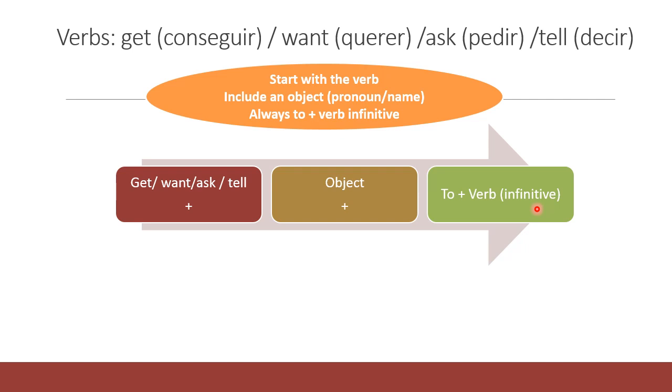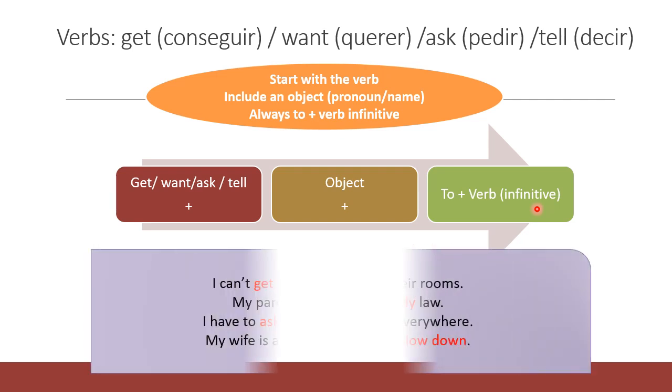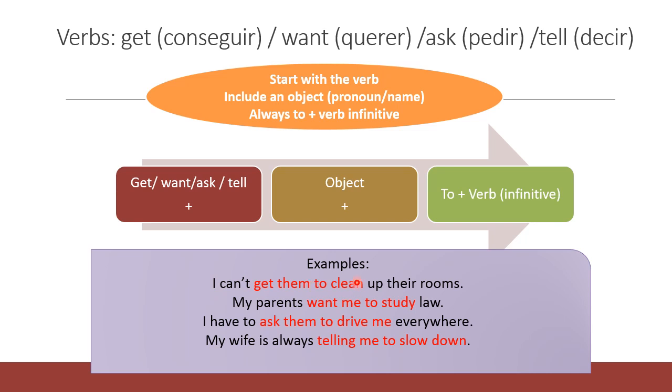Let's check some examples. I can get them to clean up their rooms. So here we got get, the verb, the object, them, and the verb in infinitive using the preposition to clean. My parents want me to study law. I have to ask them to drive me everywhere. My wife is always telling me to slow down. So, as you can see, the difference between the first group and the second group of verbs is just the preposition to. With get, want, ask, and tell, we need the preposition to.